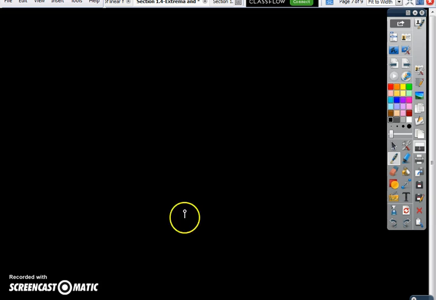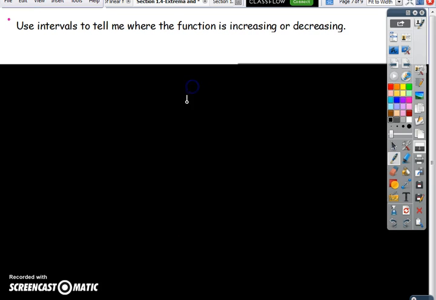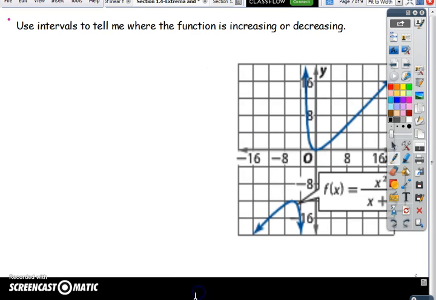Alright, now here's a tricky one. Use intervals to tell me whether the function is increasing or decreasing. Where? And we have this function over here. So, let's move from left to right. I'm going to go from negative infinity all the way up to right around there at x equals 6. What is this function doing while I'm doing that? Why, it's increasing. Because as I move from left to right, my function is growing. So it's increasing from negative infinity to 6.